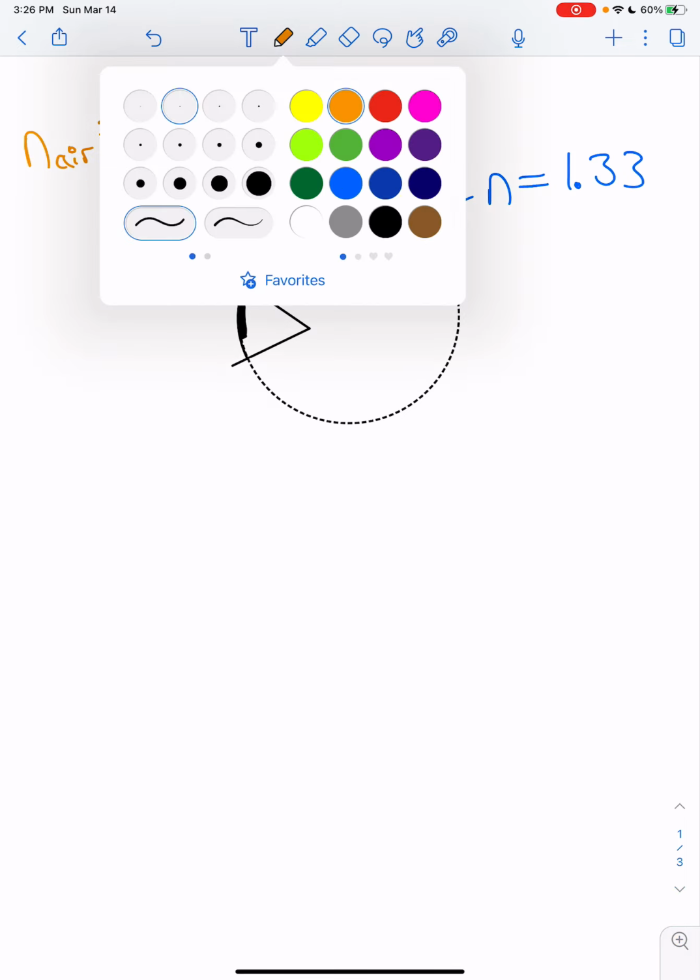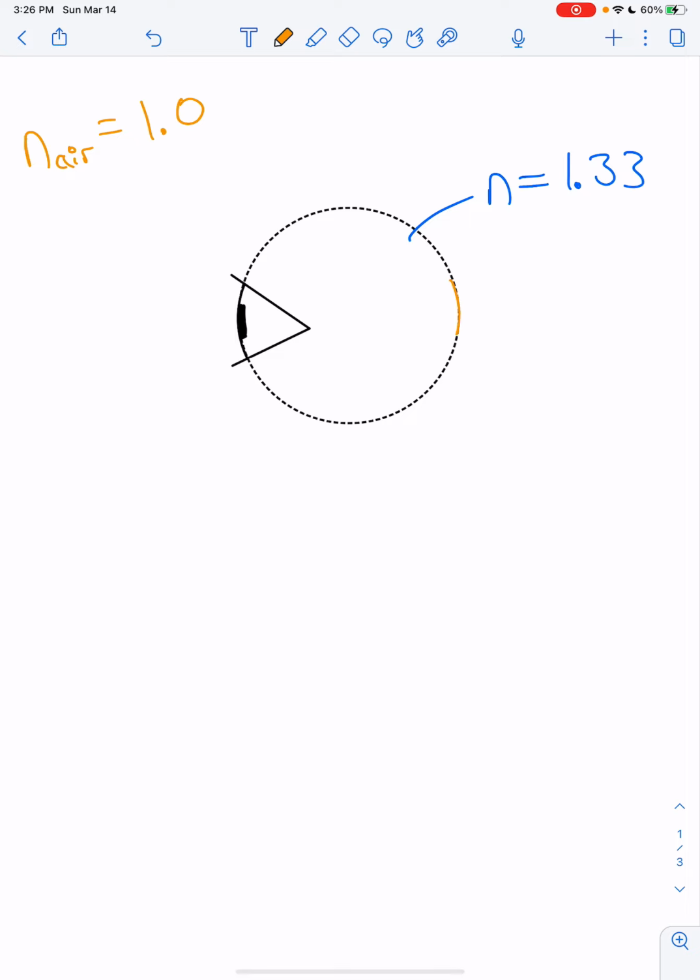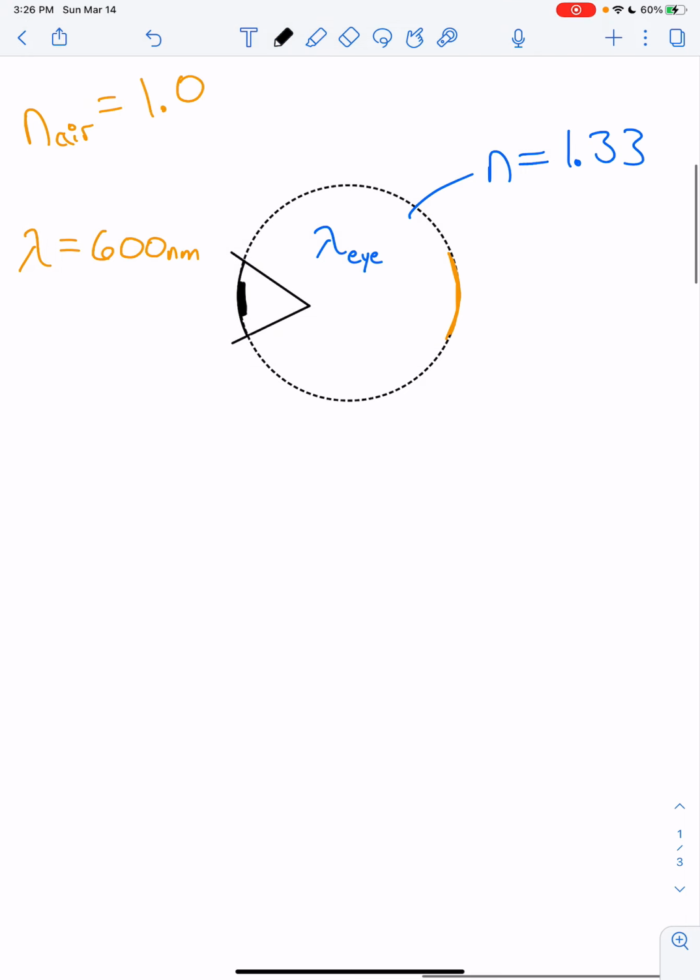Okay. And we've got this imaging going on a detector in the back of your eye. So we have to consider not just the wavelength out here, which is what we were given. That was 600 nanometers. But we also have to consider, what then is the wavelength inside the eye? Well, let's work that out. And let's remind ourselves of a couple of things. One, what is the n value?